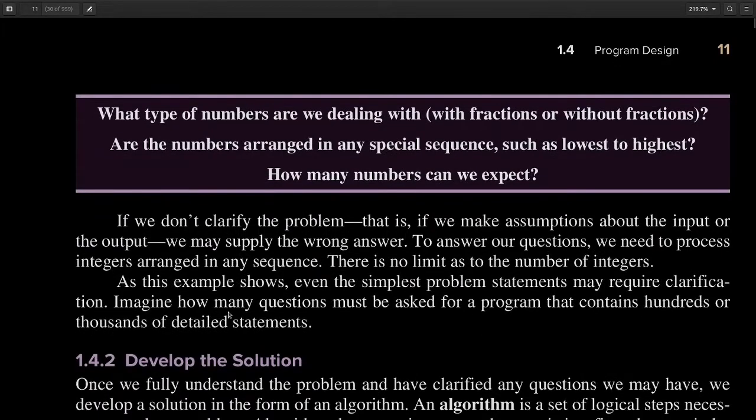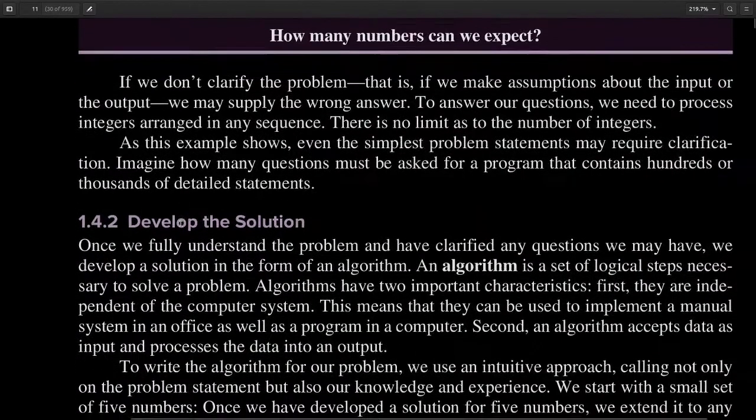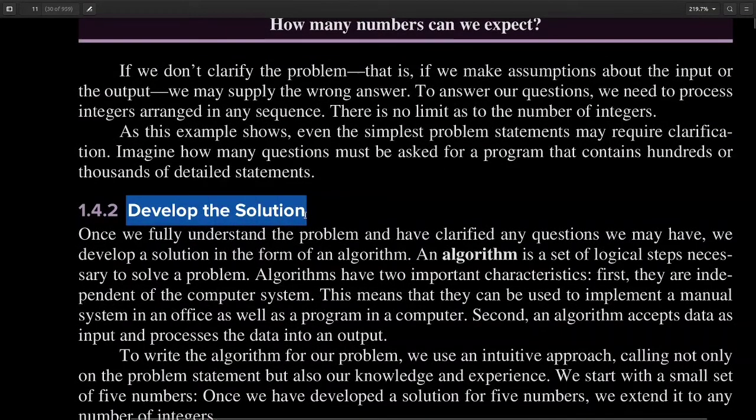If we do not clarify the problem, then you won't be able to make your solution strong. That means you won't be able to handle the corner cases and edge cases for the given problem. After analyzing the clarifying questions, the next step is developing the solution.